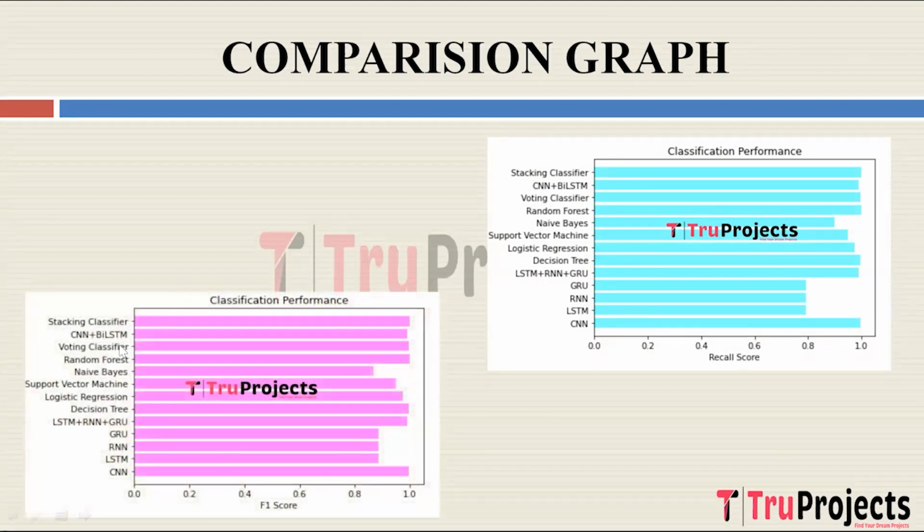This is the F1 comparison graph. On the x-axis, we have the F1 score, and on the y-axis, we have the algorithm name. F1 score is the harmonic mean of precision and recall. It is a balanced measure that considers both false positives and false negatives. It is calculated as 2 times the product of precision and recall divided by the sum of precision and recall.